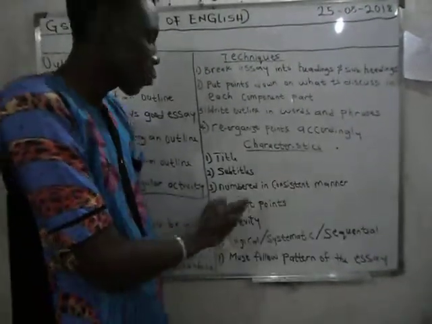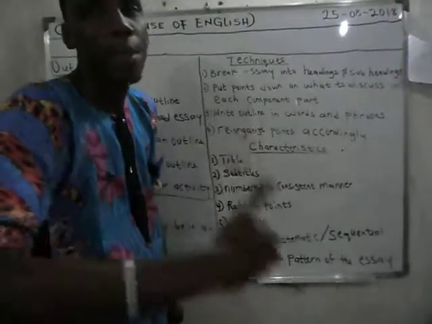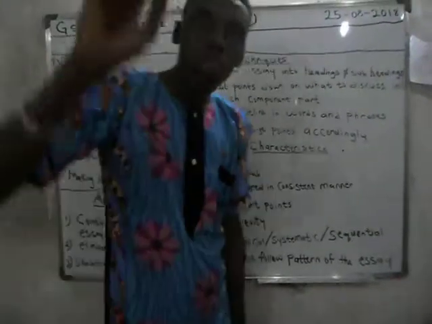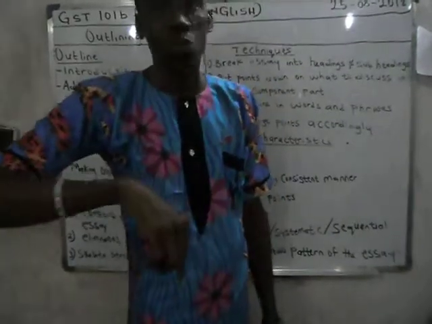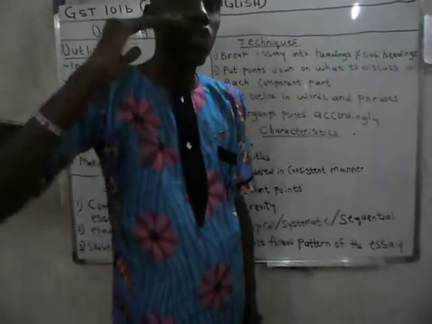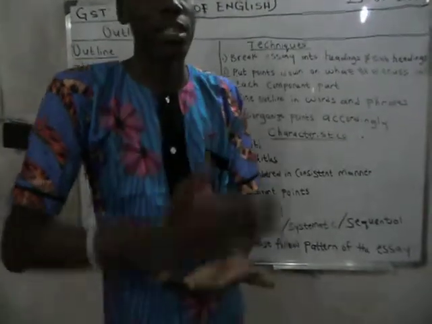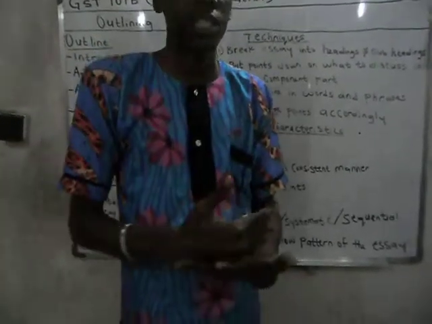Now, after knowing that, another characteristic of an outline is that it is numbered in a consistent manner. You don't just number an outline, after number 1, you jump to number 6 before you come back to number 2. No. An outline is numbered in a consistent manner. They follow each other consistently.